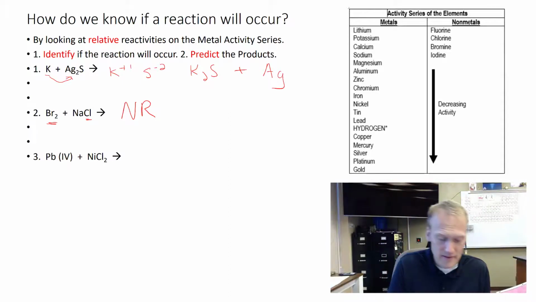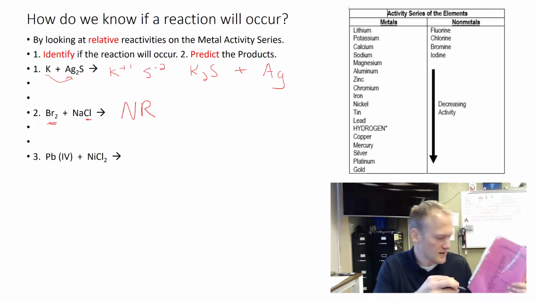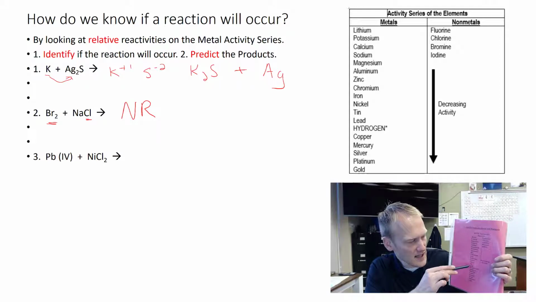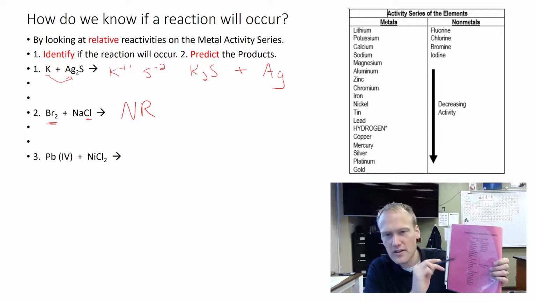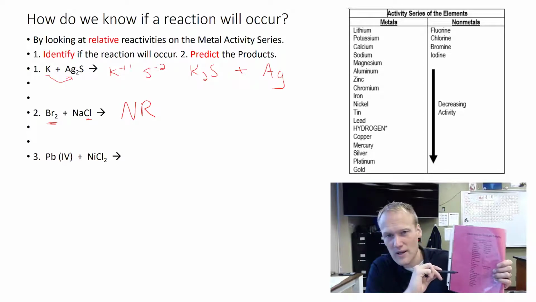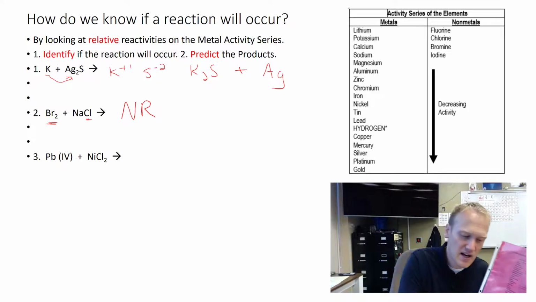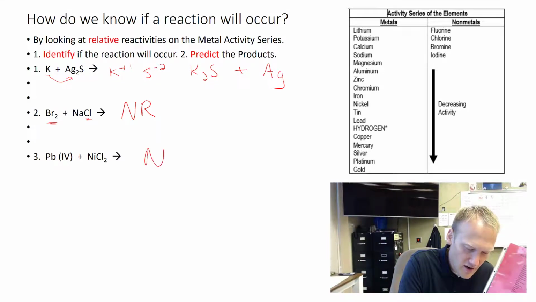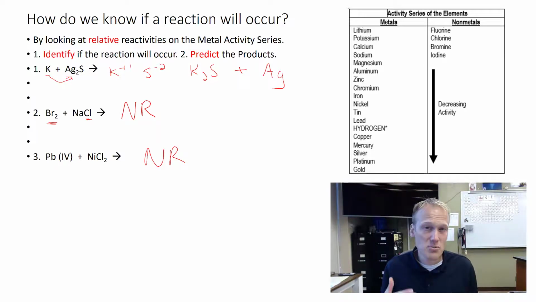Let's look at number 3. Pb with a +4 charge and nickel chloride. The question becomes, is lead more reactive than nickel? And the answer is no. Nickel is above lead on the chart, meaning that nickel is more reactive and it's more likely to be in a bond. And since it already is in a bond, this is NR, no reaction, will not happen. So the only time that you need to predict products is if the reaction is going to occur. Let's look at some more examples.